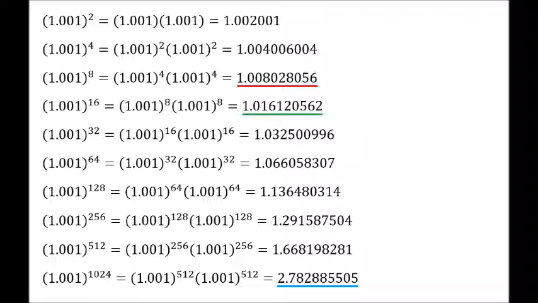For n equals 1000, I'm not even going to show repeated multiplication. It wouldn't fit on the screen. Cutting right to the chase, we begin with these multiplications up to 1.001 raised to the 1024. Take note of the values underlined in red, green, and blue. We will see them again in the next slide.